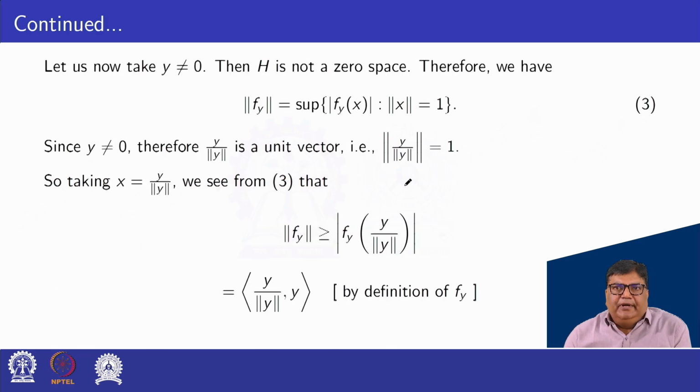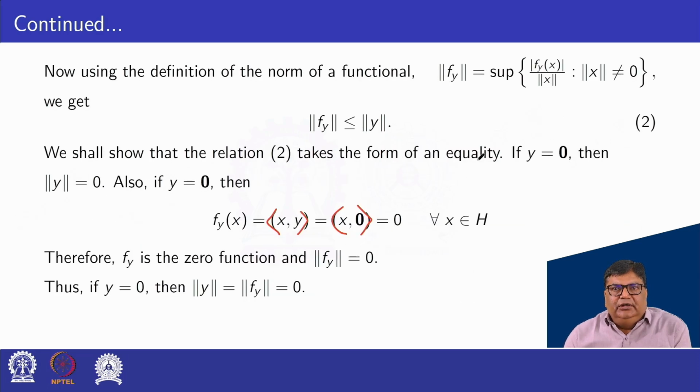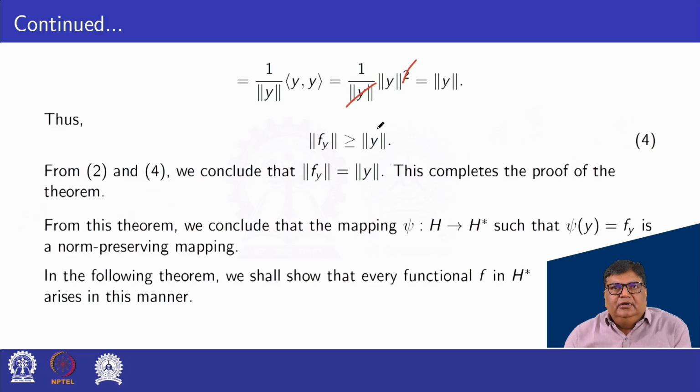Okay. From equations 2 and 4: in equation 2, the norm of f of y is less or equal to the norm of y, and in equation 4, the norm of f of y is greater or equal to the norm of y. Okay. So from 2 and 4, we conclude that the norm of fy is equal to the norm of y. This completes the proof of the theorem. From this theorem, we conclude that the mapping psi from H to H star, such that psi of y is defined as fy, is a norm preserving mapping.